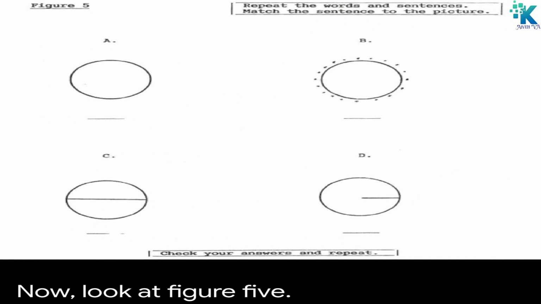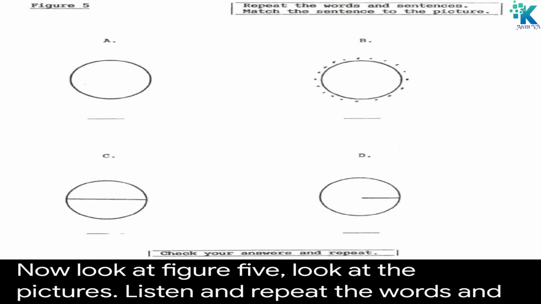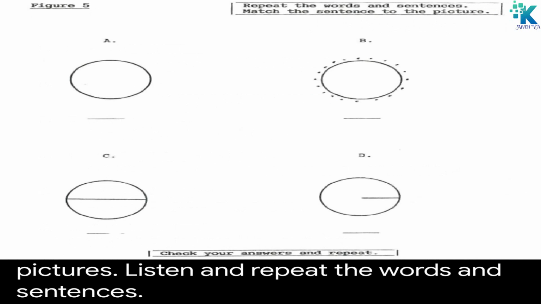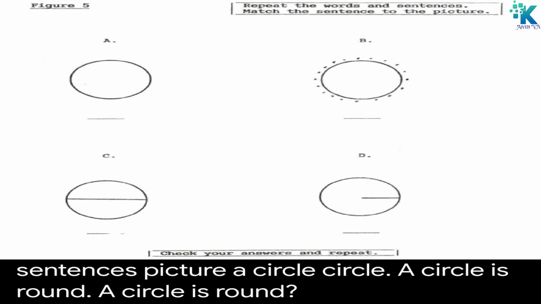Now look at Figure 5. Look at the pictures. Listen and repeat the words and sentences. Picture A. Circle. A circle is round.